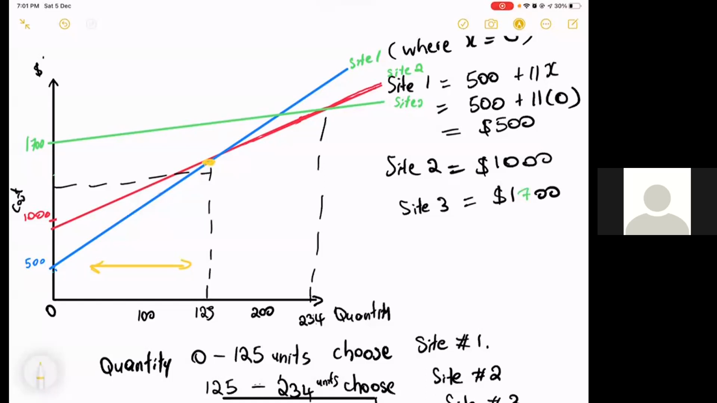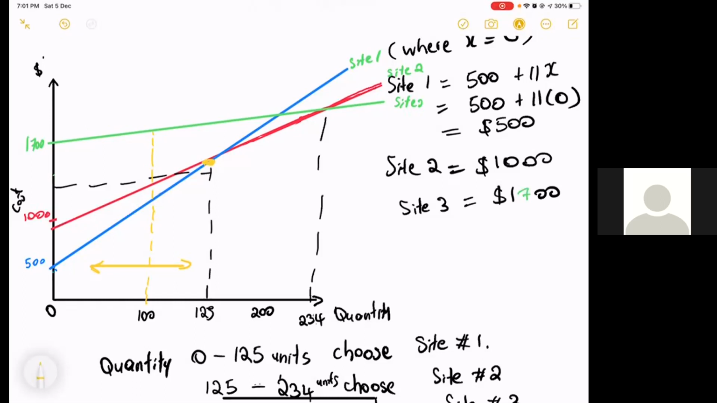So if you were supposed to be producing, let's say, 100 units, and then we chose site number 3, the one with the green, that means that instead of paying what I assume to be like $800, we would have paid something up to like $1,702. So obviously the best choice is for us to choose the one that has the lowest cost.